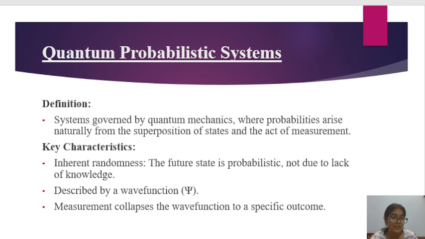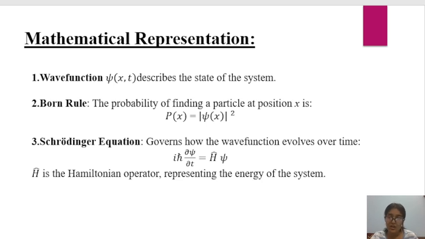Now let's look at the mathematical representation of quantum systems. The state of a quantum system is described by a wave function psi, which encodes probabilities of different outcomes. The Born rule tells us how to calculate the probability of finding a particle at a specific position.